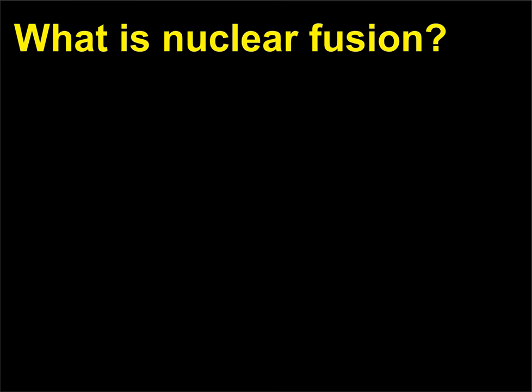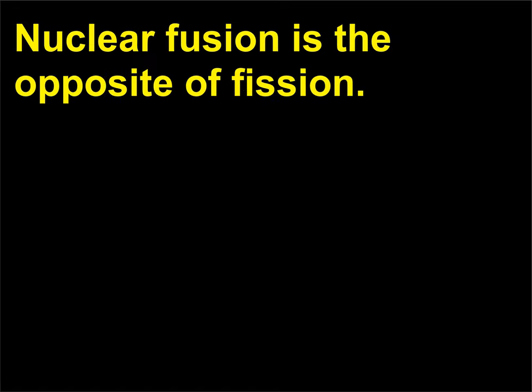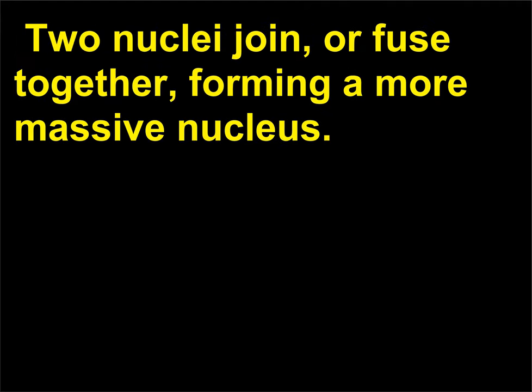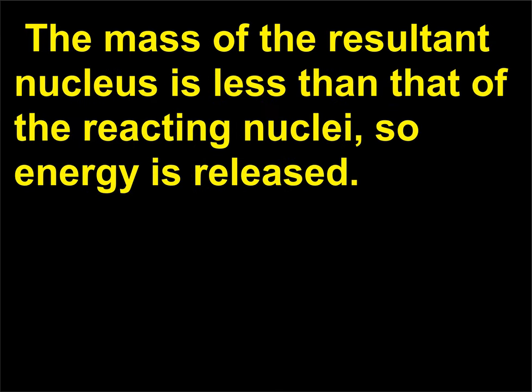What is nuclear fusion? Nuclear fusion is the opposite of fission. Two nuclei join, or fuse together, forming a more massive nucleus. The mass of the resultant nucleus is less than that of the reacting nuclei, so energy is released.